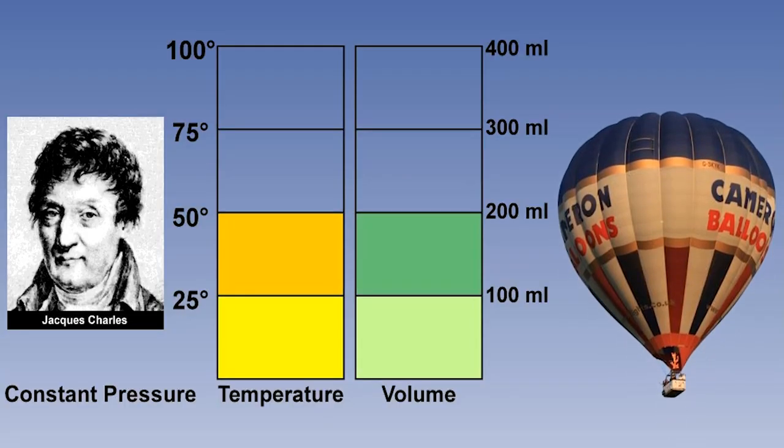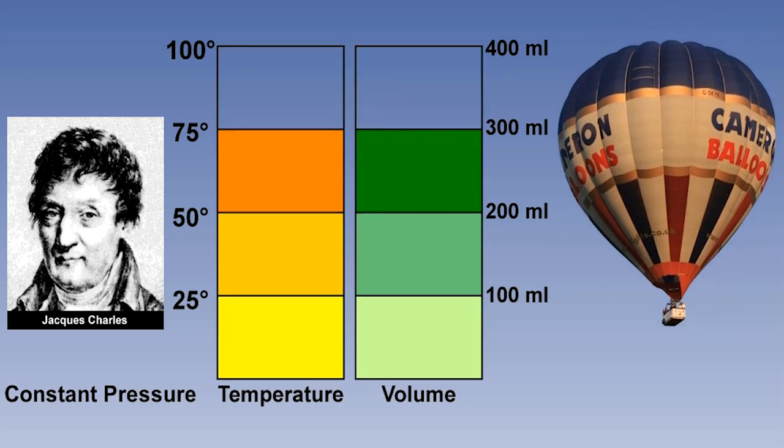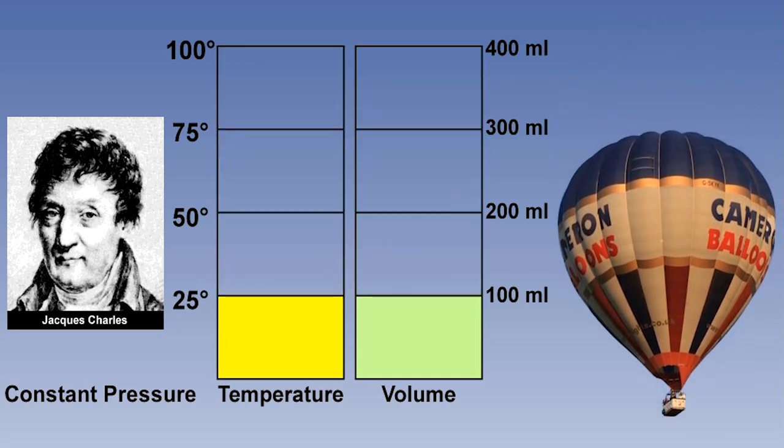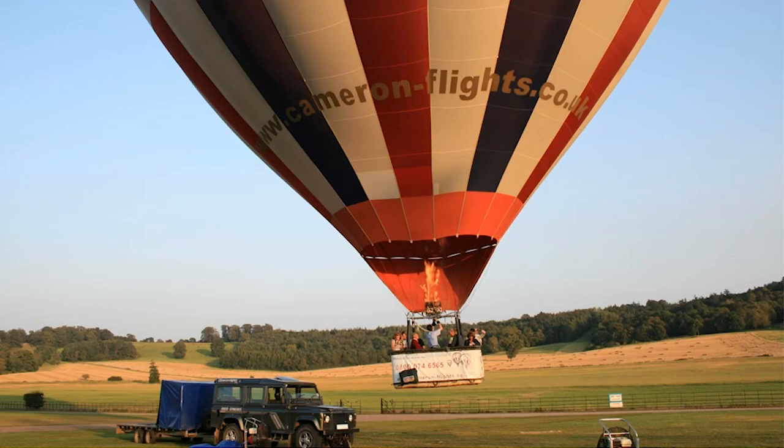Charles's law, from 1787, states that the volume of a fixed mass of gas held at a constant pressure varies directly with the absolute temperature. In other words, if a gas is heated at constant pressure, it will expand to fill a greater volume. Conversely, when a gas cools at a constant pressure, it will contract and occupy a smaller volume.